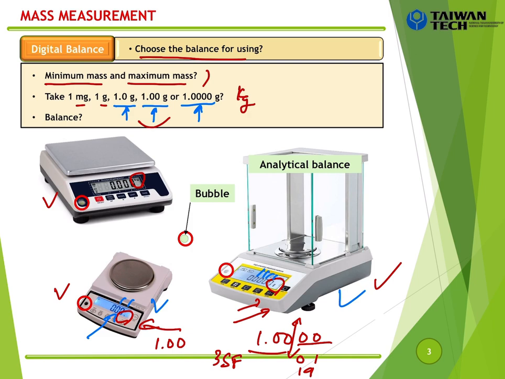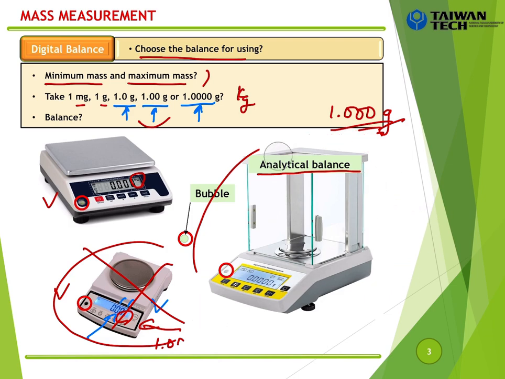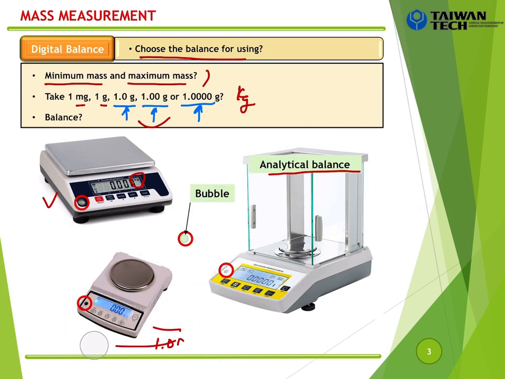But if I ask you to measure 1.000 gram, then you should use this one. We cannot use this one, because with this one you have only two zeros behind the decimal point. So it depends on the precision of your experiment and your reaction, and you should choose the correct balance for your measurement. Here we call this one the analytical balance, so we can use it to measure the mass of our chemical or substance with four numbers behind the decimal point.